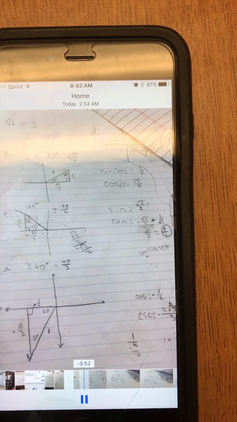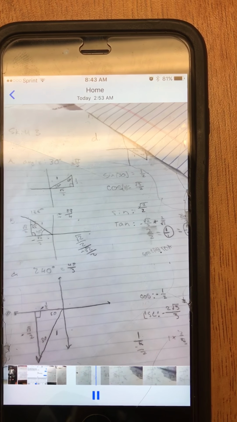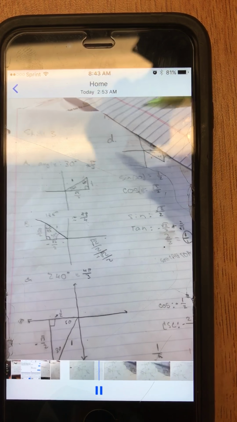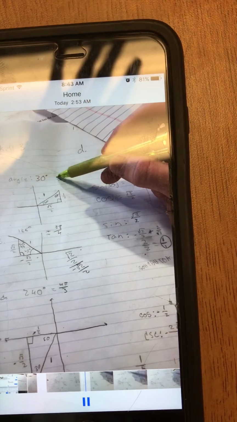Here we go. So our task was to determine special values of circular functions, and we had to come up with our own angles based on different reference angles. So for the first one, which corresponded with a reference angle of pi over 6, I chose 30 degrees.